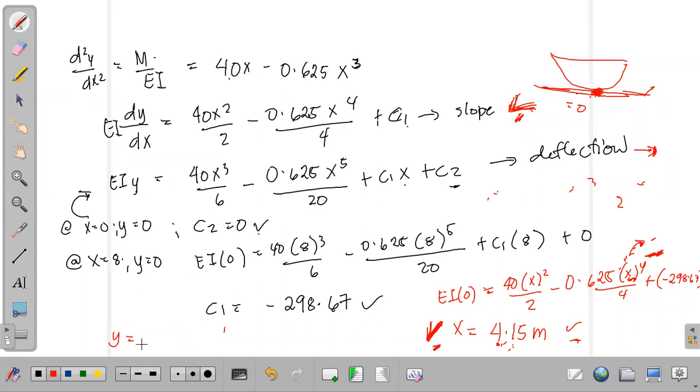Ilan ito? Maximum deflection. Substitute nyo lang itong 4.15 dito sa deflection equation. Twenty-four point 15 raised to 3 over 6, 40, minus 0.625, 4.15 raised to 5 over 20 plus. Ilan yung sagot natin dito?